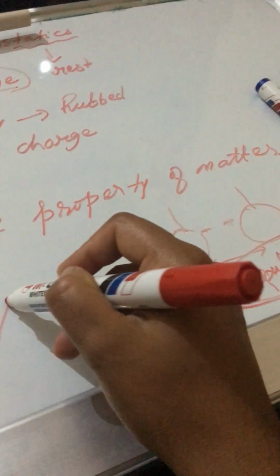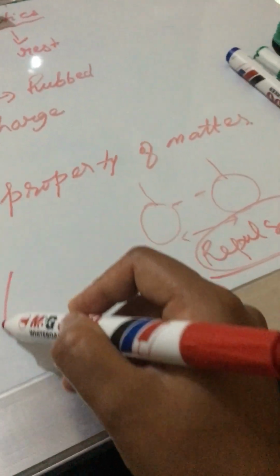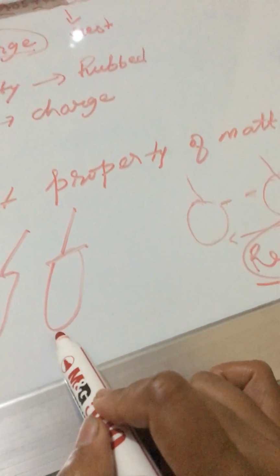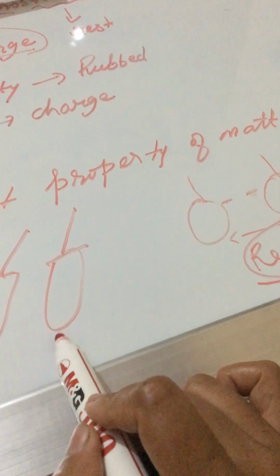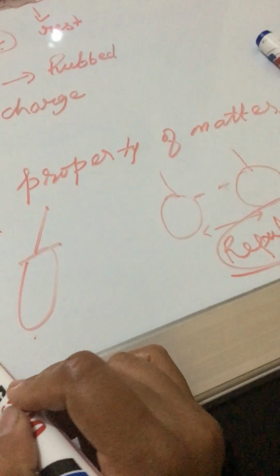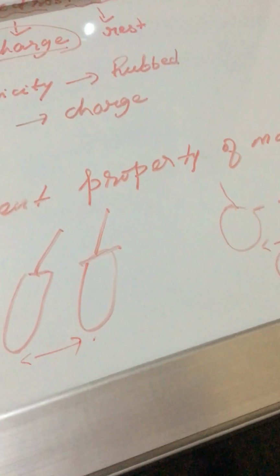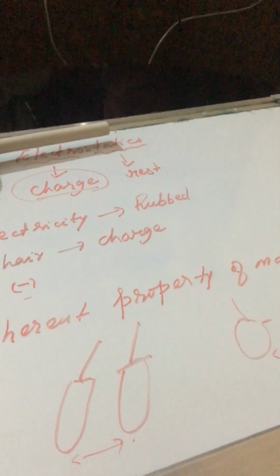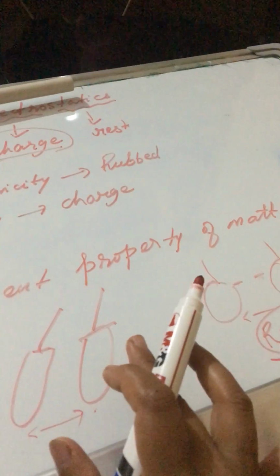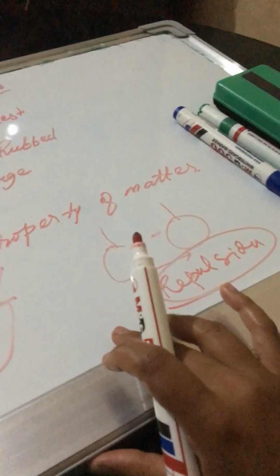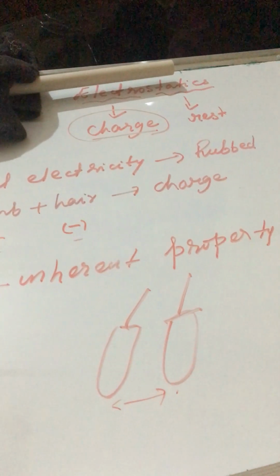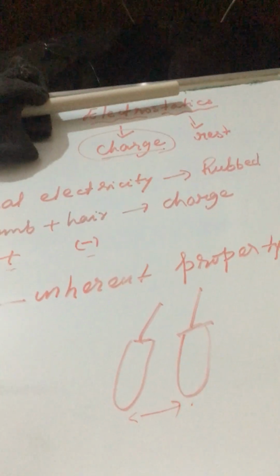Similarly, suppose I have a glass rod and again I have another glass rod. Suppose this glass rod has been rubbed with silk and this glass rod has also been rubbed with silk, meaning both are charged. Now when they are brought close to each other, what will happen? They will repel each other. We would hang this one to see its property. Okay, so it is quite evident that like charges repel each other.